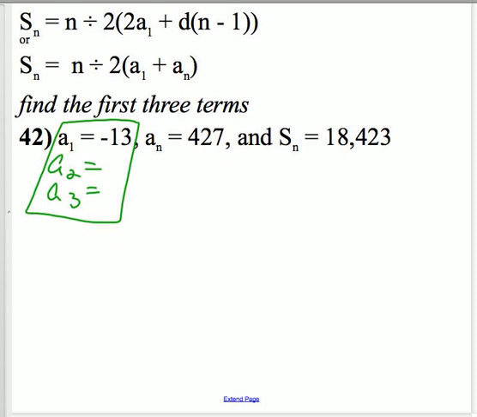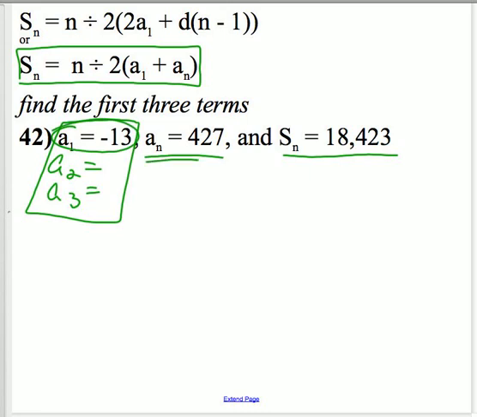So, what can I do? I can use this second equation here that I'm putting a box around to help me find n. How do I do that? Well, I know S sub n is 18,423. I have the first term right here. And I have a sub n. So I have numbers for every piece of that boxed formula right now except n, which is what I need to figure out in the first place.